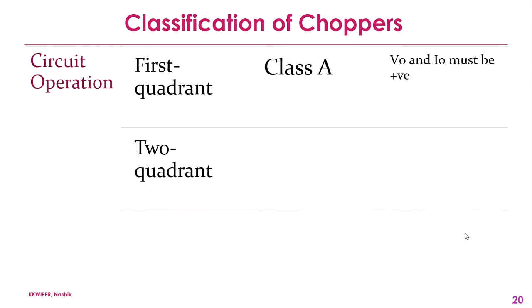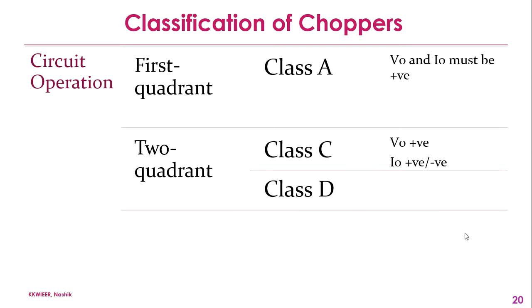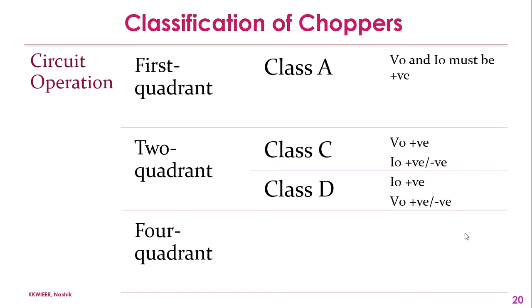Two quadrant choppers are nothing but class C, in which output voltage should be positive and output current can be positive as well as negative. In class D, the output current should be positive but output voltage can be positive as well as negative. And the last, that is a 4 quadrant, class E, in which output voltage and output current can be positive as well as negative.